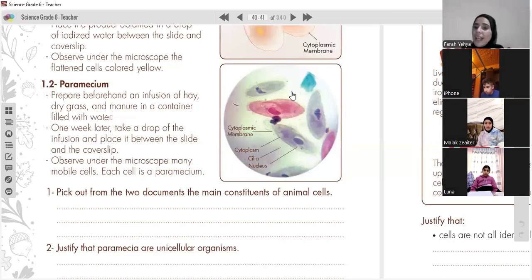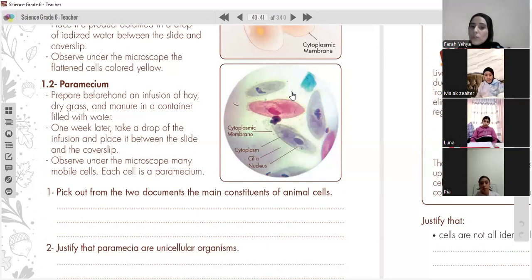Imagine that this one cell is able to do a lot of activities. Nobody should think, okay, it's made up of only one cell so it can't do anything. No, it can move, it can digest the food, it can eat. Do you know it can also reproduce? What is the meaning of reproduce? Do you know what the meaning of reproduce is?